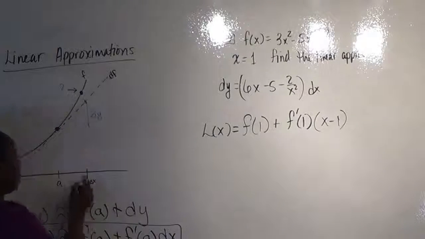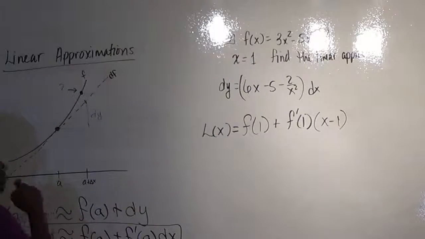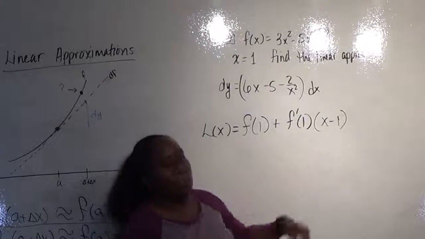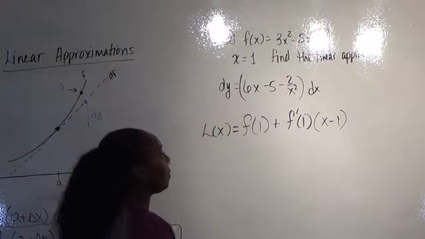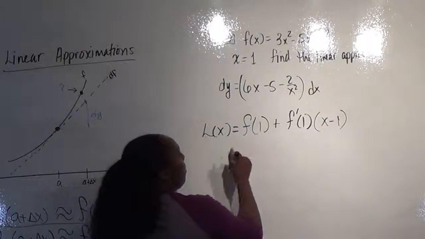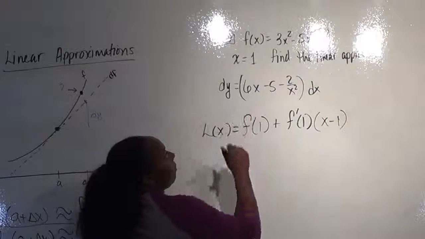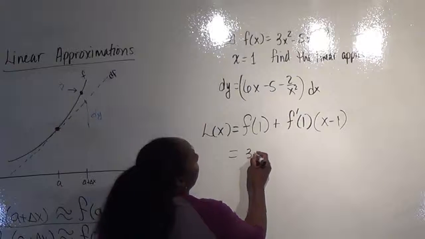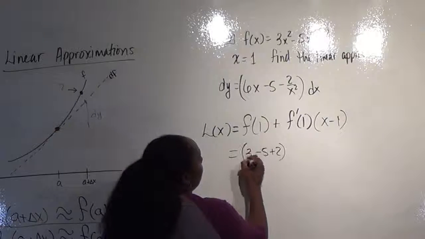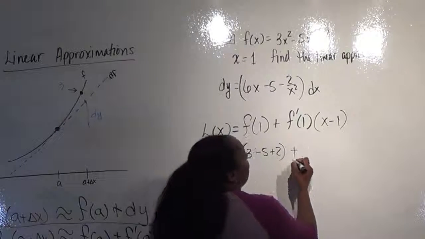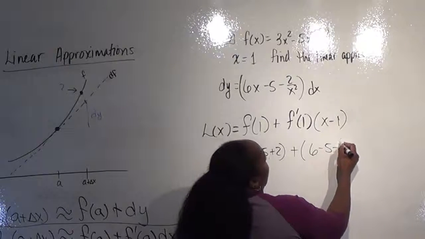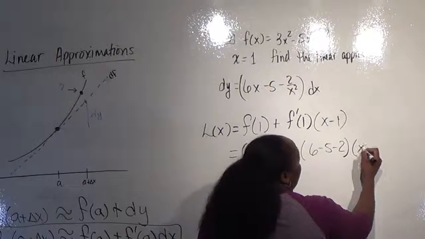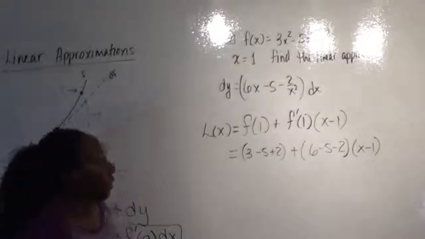Okay, so at some point over here minus our original point. And so in this case we can just say it's the x minus 1. It's the difference between those x values. Okay, so plugging in f of 1, well, if we plug in 1 we get a 3 minus 5 plus 2. Plus our derivative at 1, which looks like 6 minus 5 minus 2, times an x minus 1.